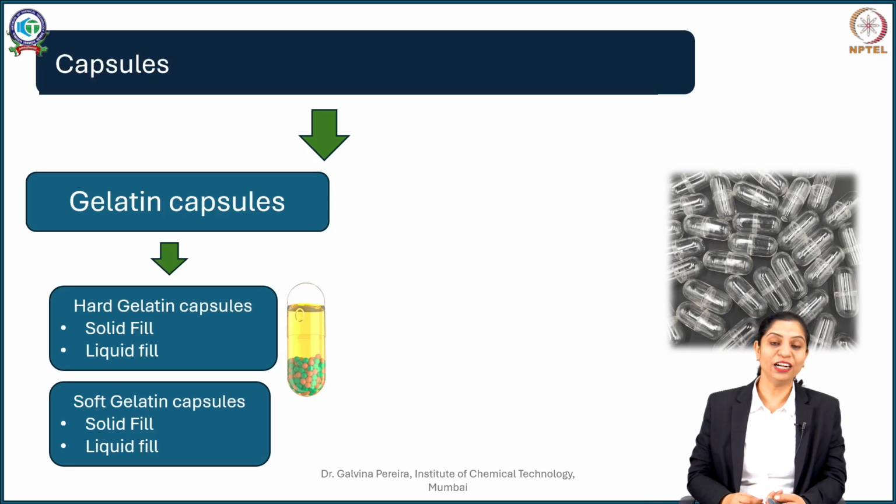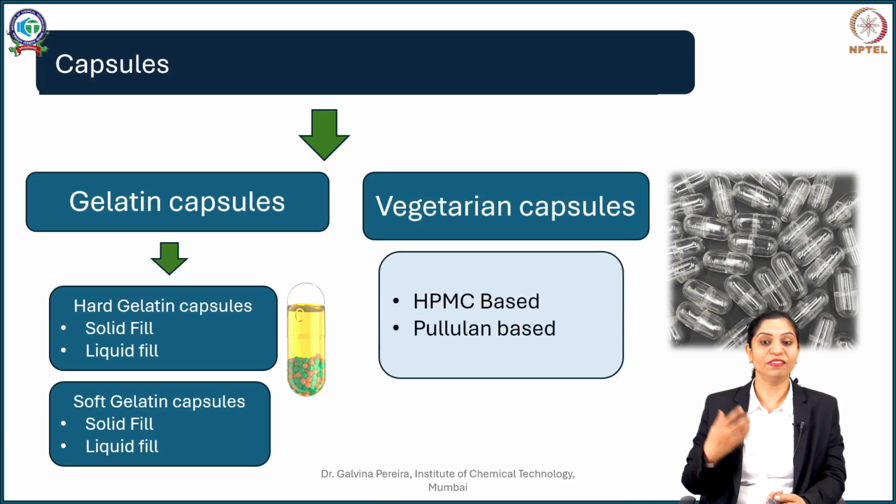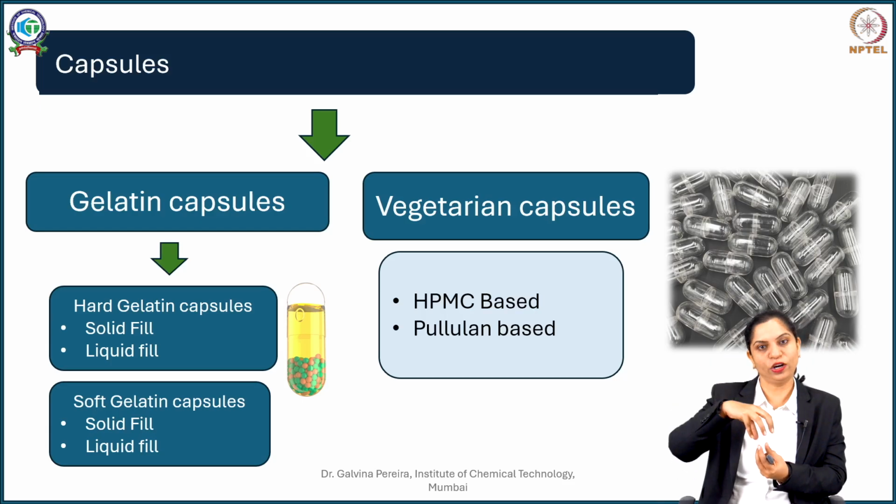Now in addition to that, for people who are vegan and have vegan choices, we also have vegan capsules which are made up of HPMC, that is hydroxypropyl methyl cellulose, or they can be made up of microbial polymers such as pullulan. So pullulan base and HPMC base are again, as you can see in the image, transparent capsules wherein you can add opacifiers or colors if you want to make them opaque. They come in the same sizes and can be used for solid fill as well as liquid fill capsules. So they are filled in with powder and then locked in with the cap.